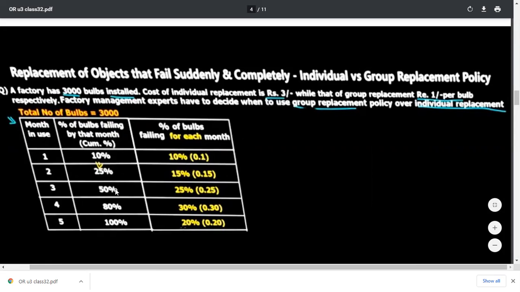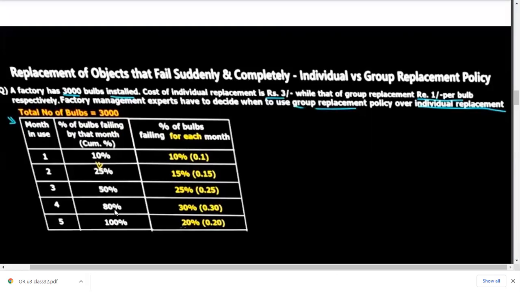Next, coming to the third month, 50%. The previous month is 25%, so 50 minus 25 gives 25%. In the same way, here we have 80% and the previous month is 50%, so 80 minus 50 is 30%. And next, in the fifth month we have 100%. The previous month is 80%, so 100 minus 80 gives 20%.